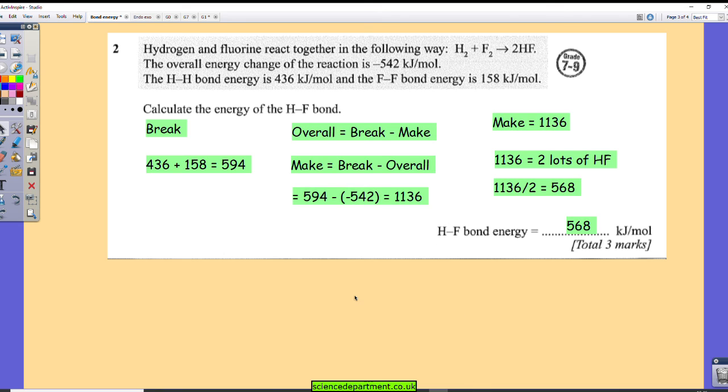Now we have that information and we know that the energy released when the bonds are made is 1136. We know that there are 2 hydrogen to fluorine bonds here, so all we have to do is divide that 1136 by 2, meaning that each individual bond has a bond energy of 568 kilojoules per mole, and pop that into the answer.